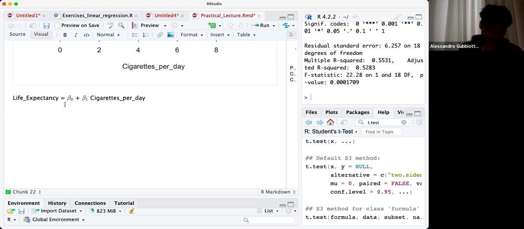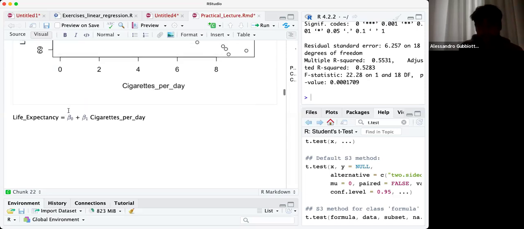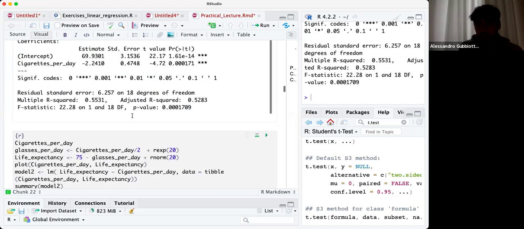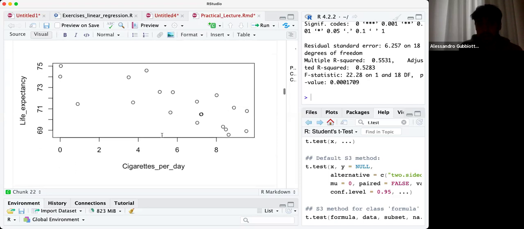Okay, that's true. That's correct. But we have to. So here we know that if we collect data, we only look at this plot. So we can only have access to this data. So if we see some guy who smokes more, probably we would estimate a smaller life expectancy. Then the question is why? And there are two different explanations, and there is this variable glasses per day.